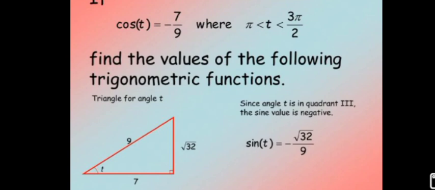Since angle t is in quadrant 3, the sine value is negative. So this is the answer. Sine t is equal to negative square root of 32 over 9.